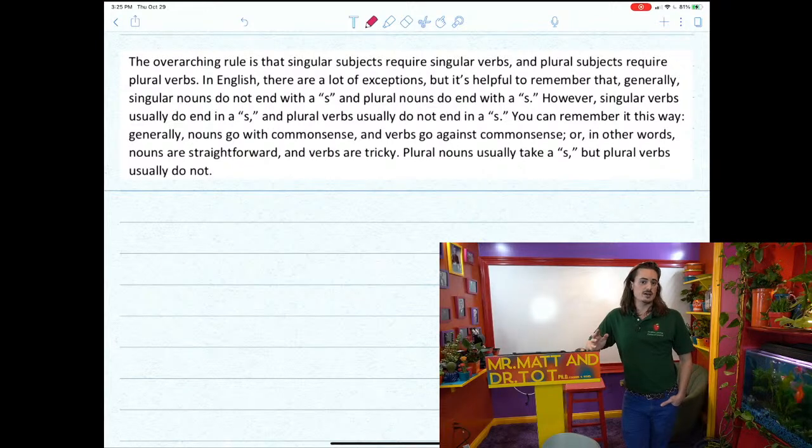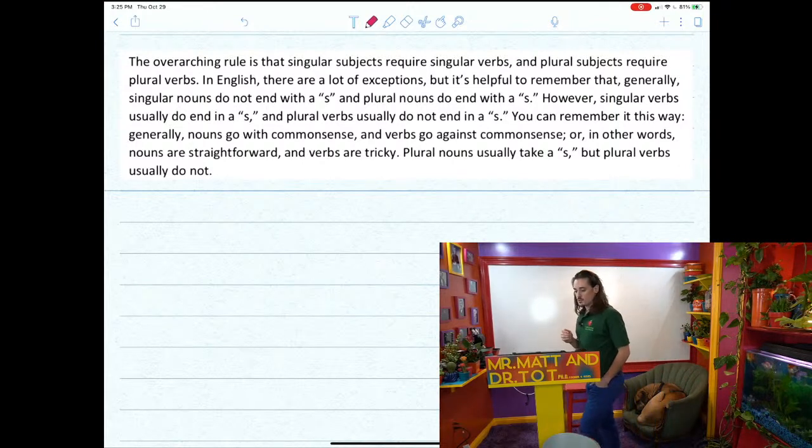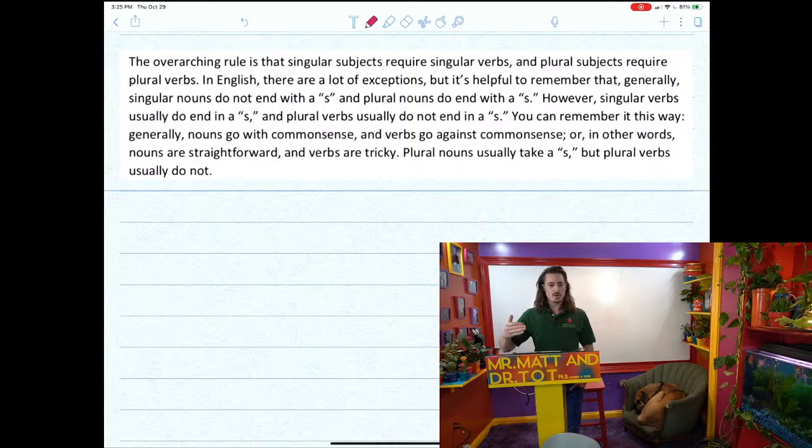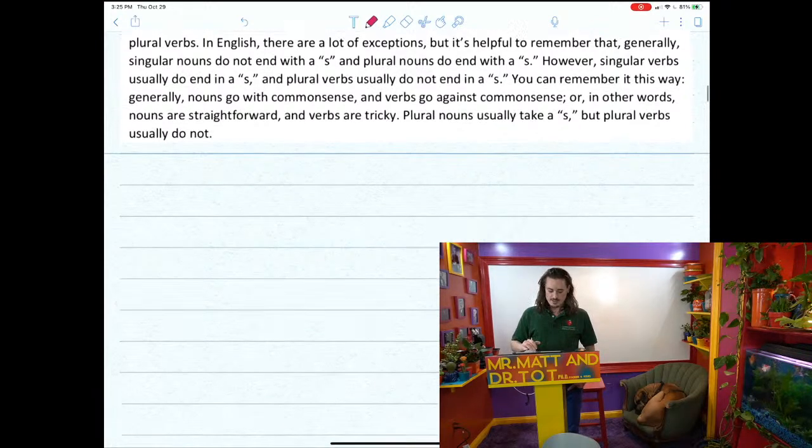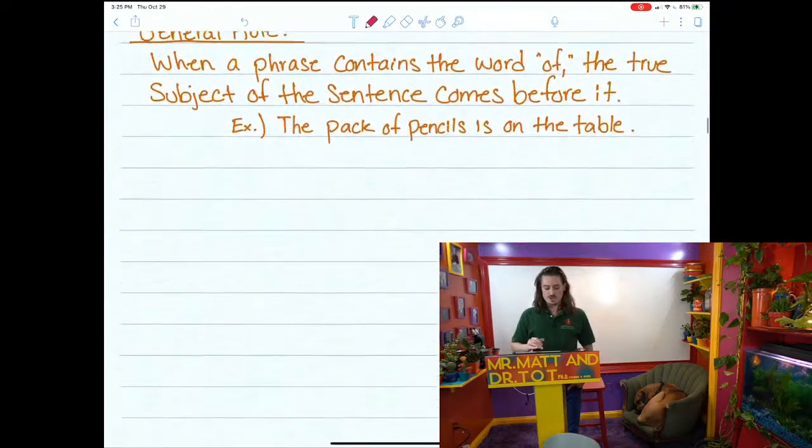So I think of nouns as going with common sense, verbs as going against common sense. So when I'm trying to figure out whether to conjugate the verb appropriately, whether it should or should not end in S, I think of the rule with nouns and I just reverse it with verbs. If there's any questions, then please let me know. That's kind of a paraphrasement of this paragraph right here. Let's get into the general rule though.